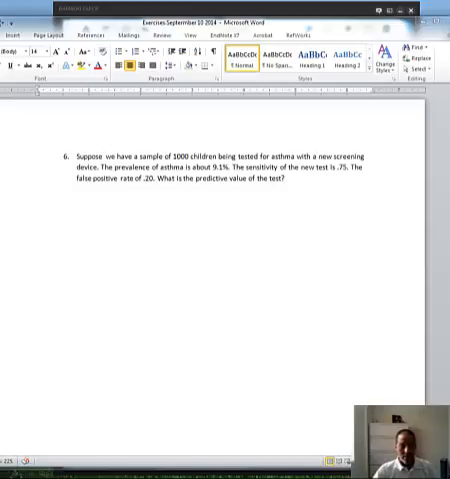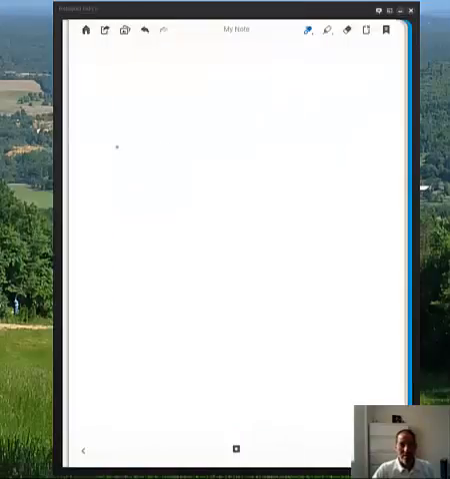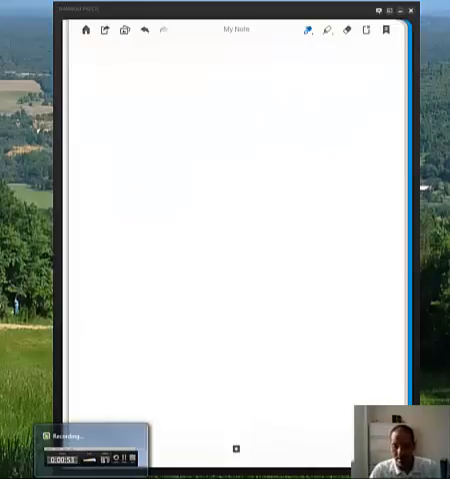So we know that, and also with sensitivity, if you read this question, there are 1,000 children being tested for asthma with a new screening device. We know that the prevalence of asthma is 9.1%. The sensitivity of the new test is 0.75, and the false positive rate is 0.20. Okay, so let's go ahead and set up this problem and complete it. I'm going to move this out of the way here and get to my bamboo tablet, and we'll get to work.